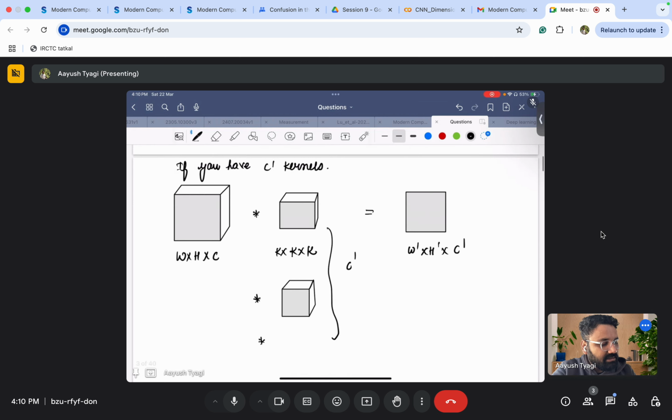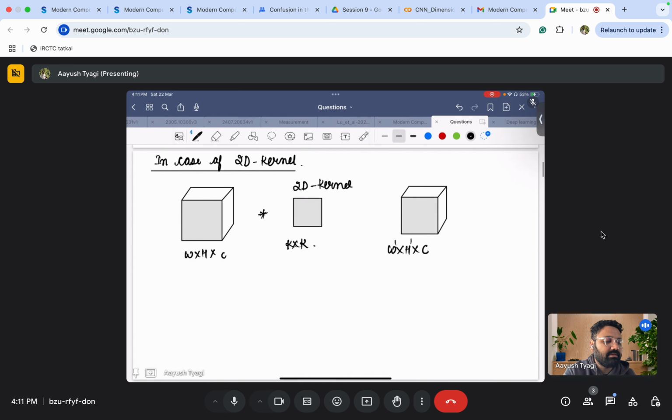Suppose you have C' kernels. What will your output be in that case? With the first kernel you'll get W' cross H' cross 1, and you have C' kernels, so now you have C' outputs, and you concatenate them into one single tensor. So your output tensor becomes W' cross H' cross C', and this is the normal convolution operation.